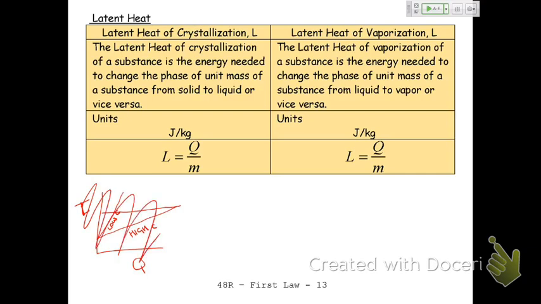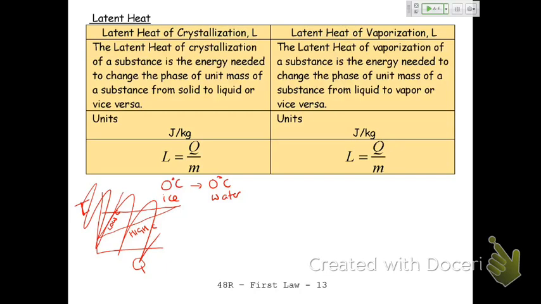latent heat. Latent heat of crystallization. This is the amount of energy we need to change 1 kilogram of solid into a liquid without changing its temperature. So for ice, I would have 0 degrees C ice goes to 0 degrees C water. Now that might seem weird. You might say, well, hold on, it can't be 0 degrees C water because that's ice. Or you can't say it can't be 0 degrees C ice because that's water, but it can. You can have 0 degrees C ice and you can have 0 degrees C water.